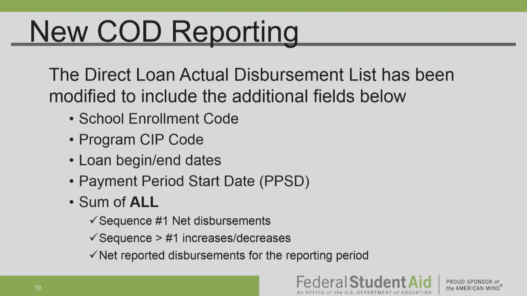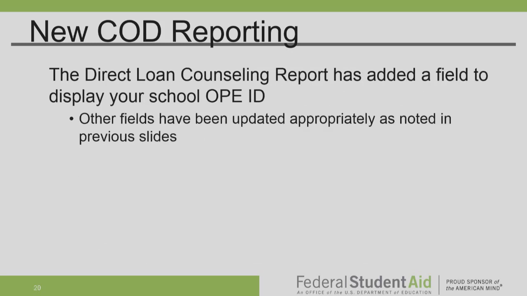Sequence numbers past number 1, which means any adjustments to that disbursement that was made, right? And remember, when we make adjustments, we're not changing the date of disbursement to that adjustment date. We're just changing the disbursement amount itself, still on that original and actual date of disbursement. and the net reported disbursements for that current reporting period, payment period. Okay? Let's keep going. Counseling report has added a field to display your school OPE ID.